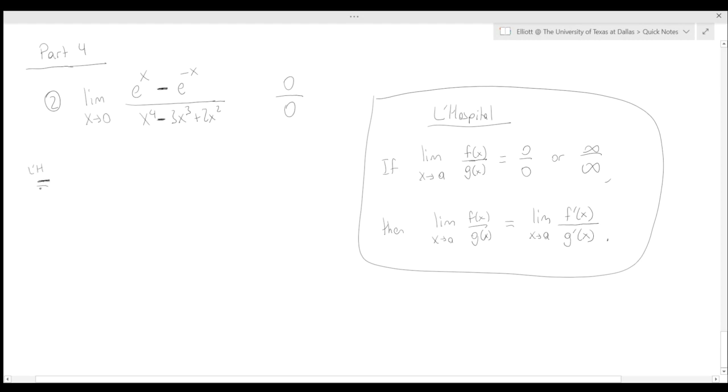So here I'll just make a little comment. We're applying L'Hopital's rule right now. So we're going to have the limit as x approaches 0. Now in the numerator, when we compute the derivative, the derivative of e to the x is just itself, minus the derivative of e to the negative x, which will be e to the negative x times the derivative of the exponent, so times negative 1, which will make that a plus. In the denominator, it's 4x cubed minus 9x squared plus 4x.